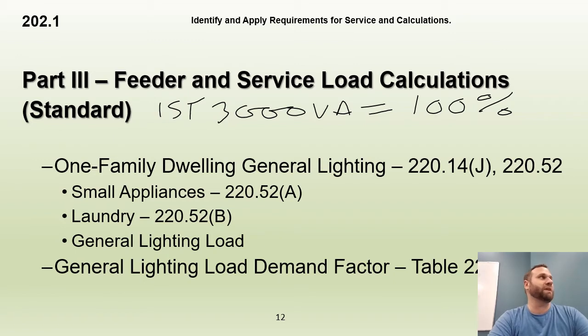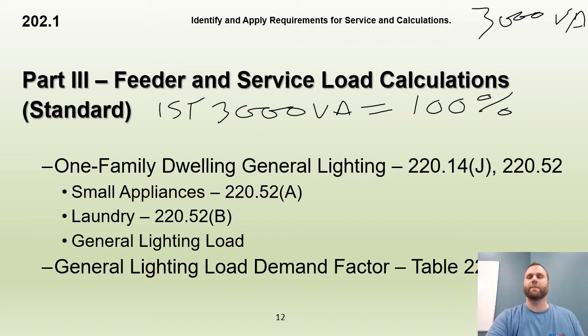So let's say my total VA after I've calculated the square foot and after I've added my small appliance circuits comes to a total of 15,000 VA. I'm going to take out of that 15,000 the first 3,000 and use that at 100%. So I set that off to the side here, 3,000 VA. That leaves me with 12,000 VA.